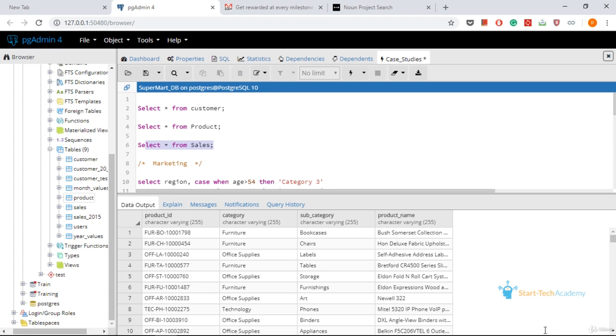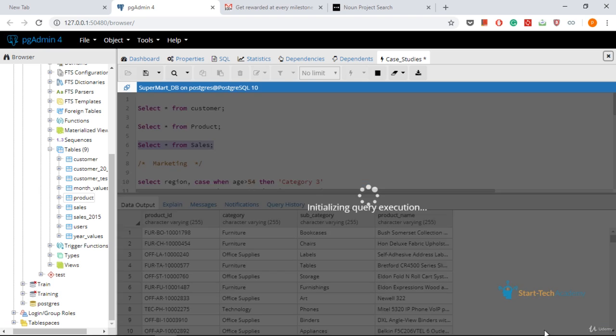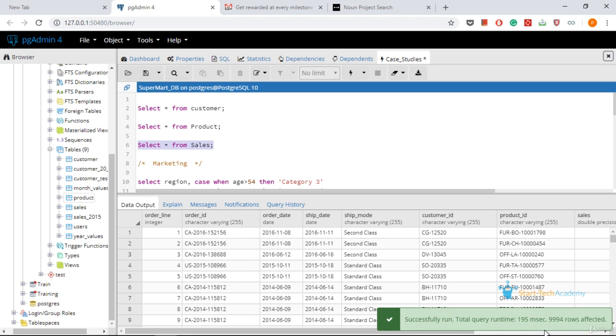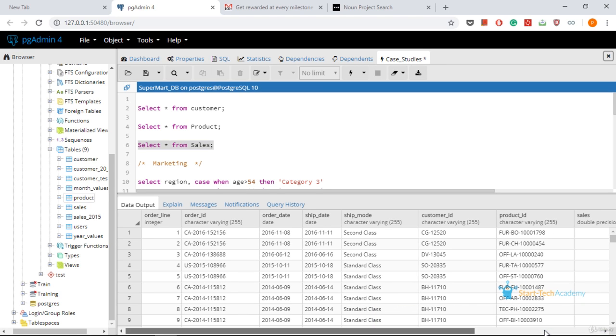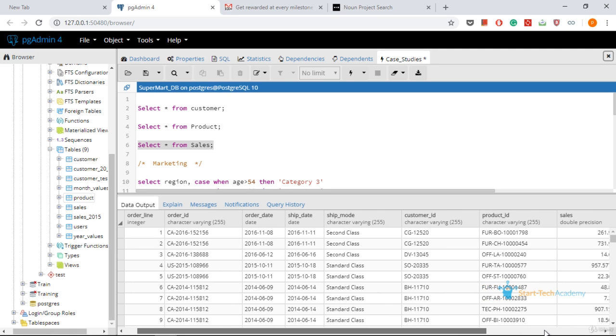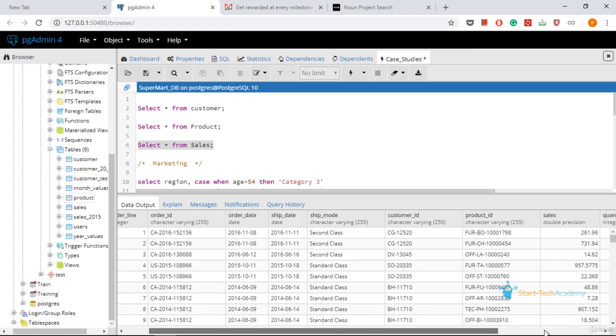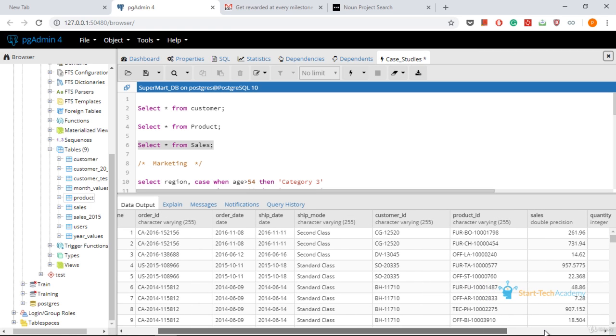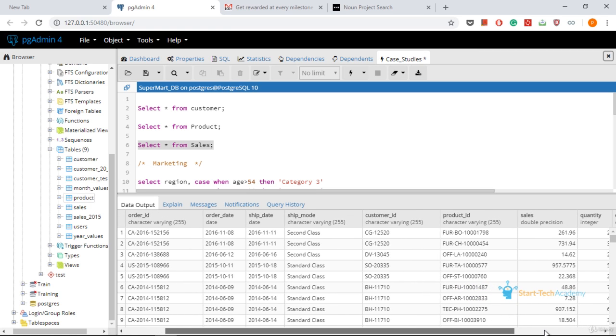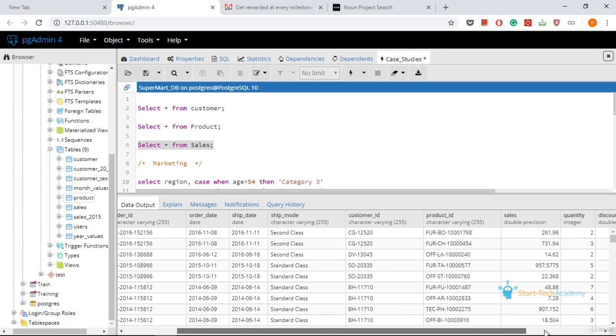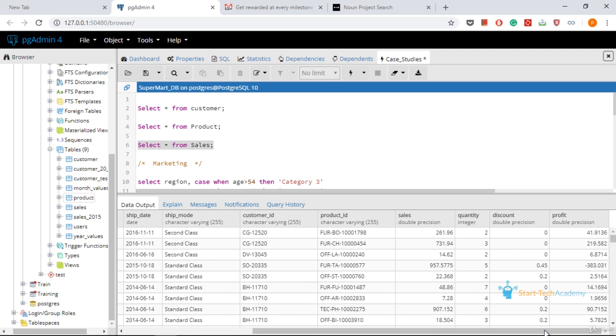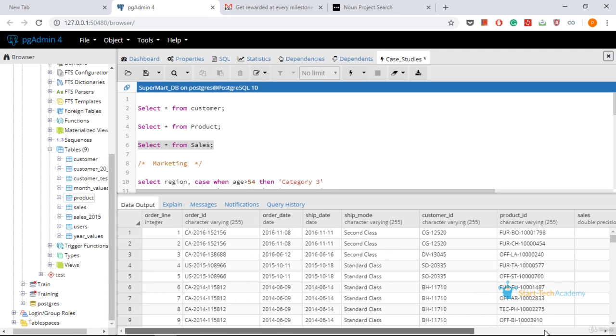Let's run the third query to look at the sales table. In the sales table, we have lots of rows and columns. In the columns, you can see we have customer ID also. This is the ID of customer who is ordering it. We have product ID also. This is the product being ordered. We have other details such as sales value, quantity ordered, discount given, and the profit earned. Now let us see if we can answer the questions of our colleagues.